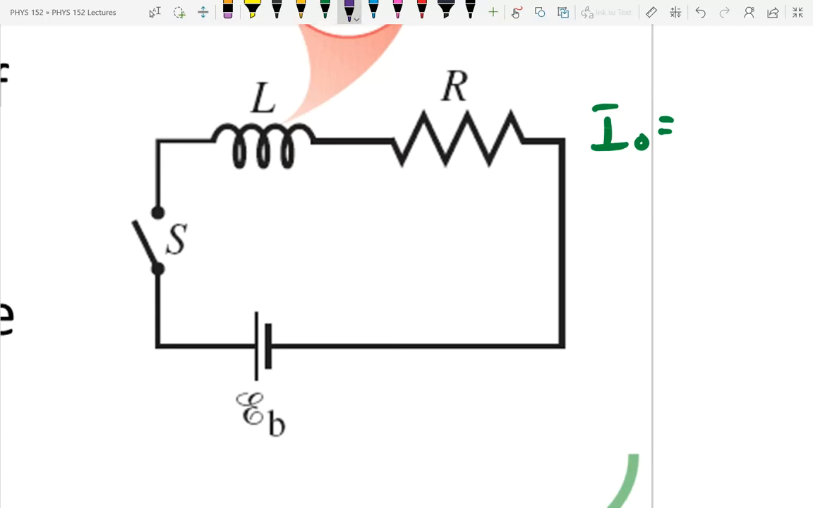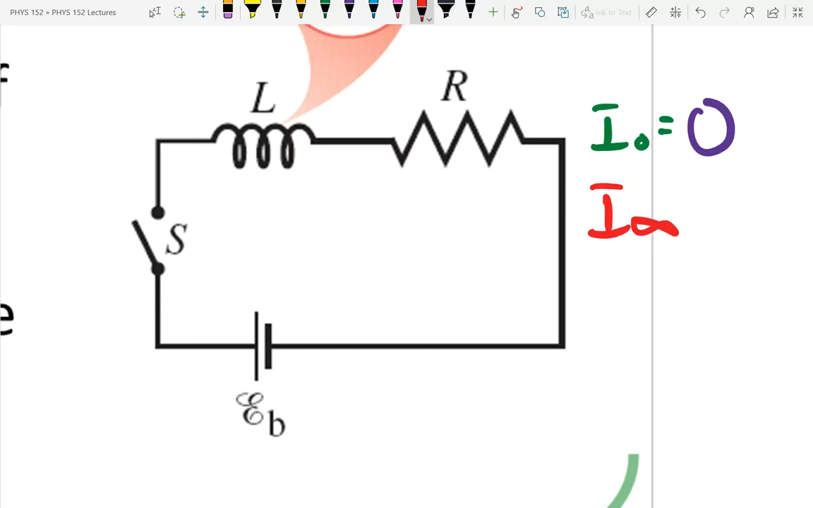What did we say about the current through an inductor? It cannot instantly change. So before the switch was closed, the current was 0 because there was no power supply. So it's going to have to remain 0 at the instant that it closes. So that's our initial current, that's our I0. The question asked us, what's I infinity? What's the current after a very long amount of time?